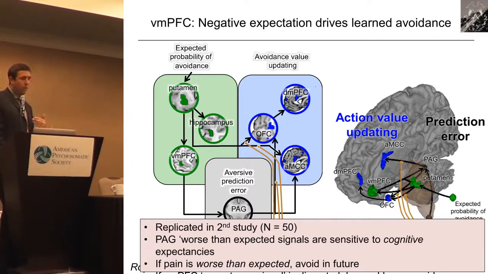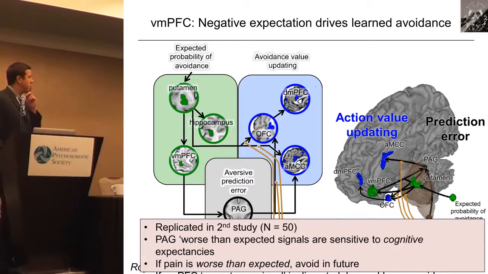When the pain is worse than expected, you update the expectation in VMPFC. And you also update a set of areas that's in blue, which we think are related to updating the action policy, the consequences of pain for what you do in terms of your skeletal motor behavior and avoidance. So that kind of ties into what Frank said. There's the negative expectation, there's the prediction error, and there's the value updating that determines what the policy is that you're going to follow.